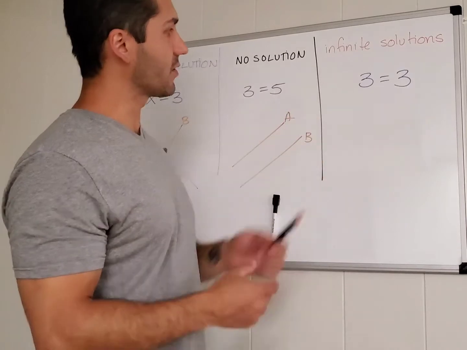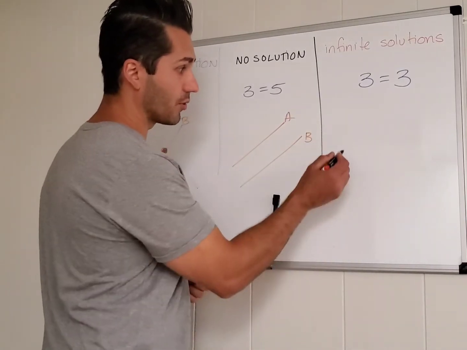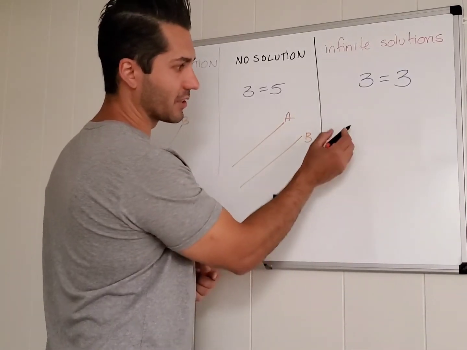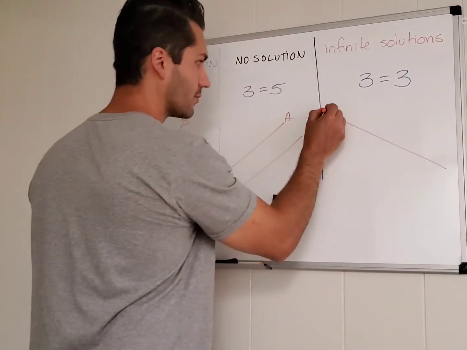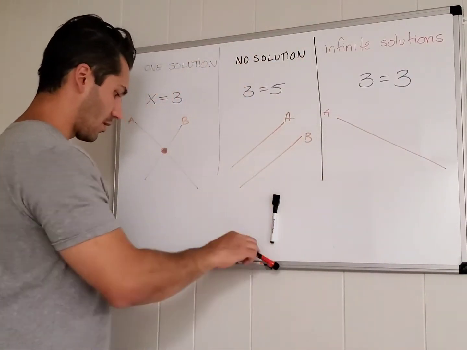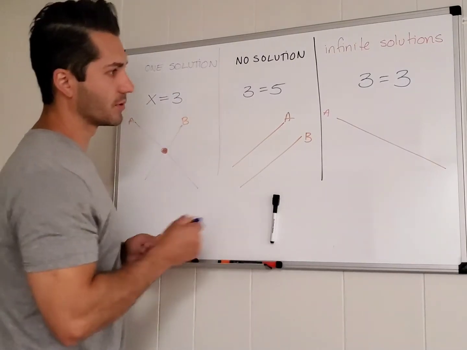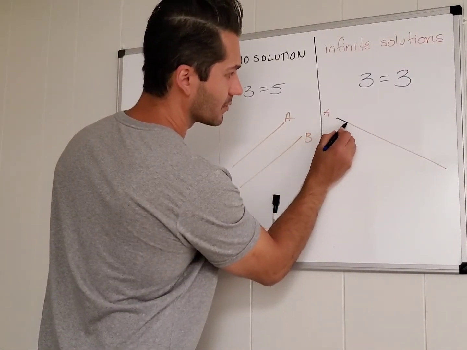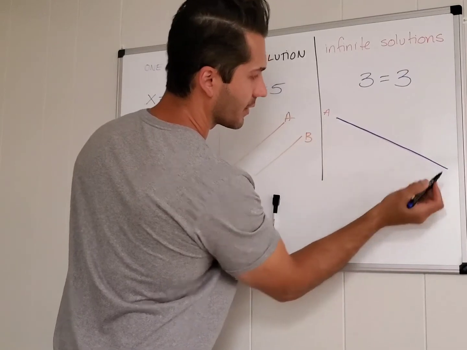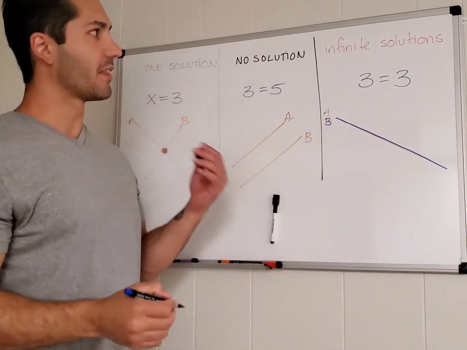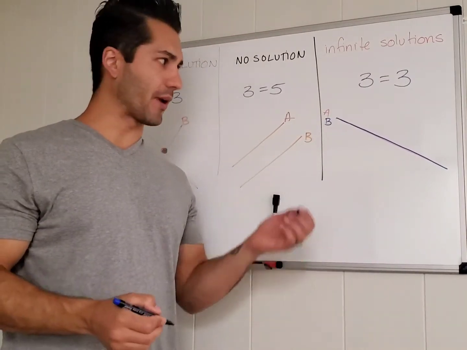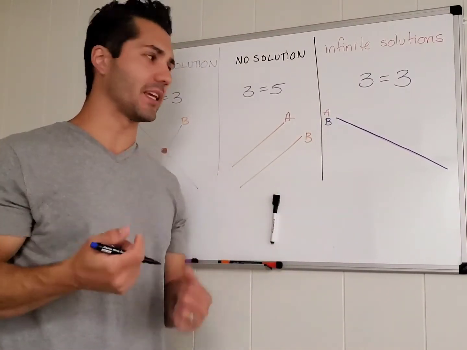Now, infinite solutions, we're going to draw two lines. This is the weird one, but it does make sense. There's my first line. We'll call that A. And I'm going to draw my second line in blue. And the second line is literally on top of it. There's my B line. That is what infinite solutions looks like. It's when you have two lines, but they happen to be the same one.